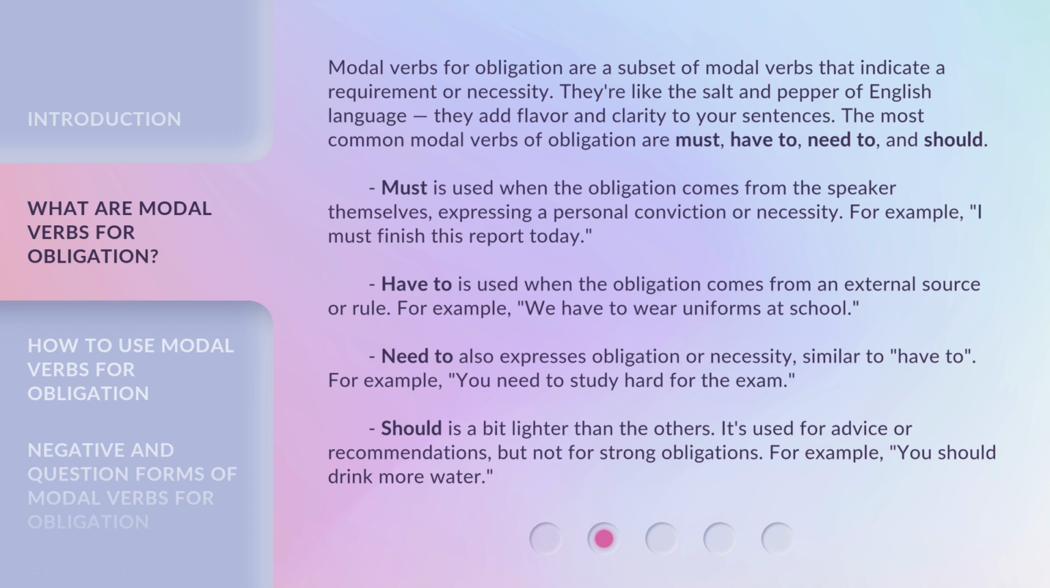Must is used when the obligation comes from the speaker themselves, expressing a personal conviction or necessity. For example, I must finish this report today. Have to is used when the obligation comes from an external source or rule. For example, we have to wear uniforms at school.